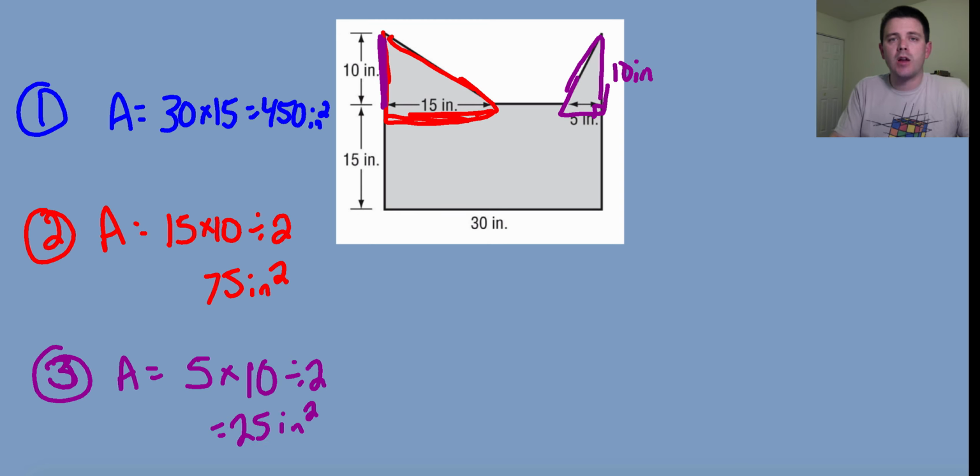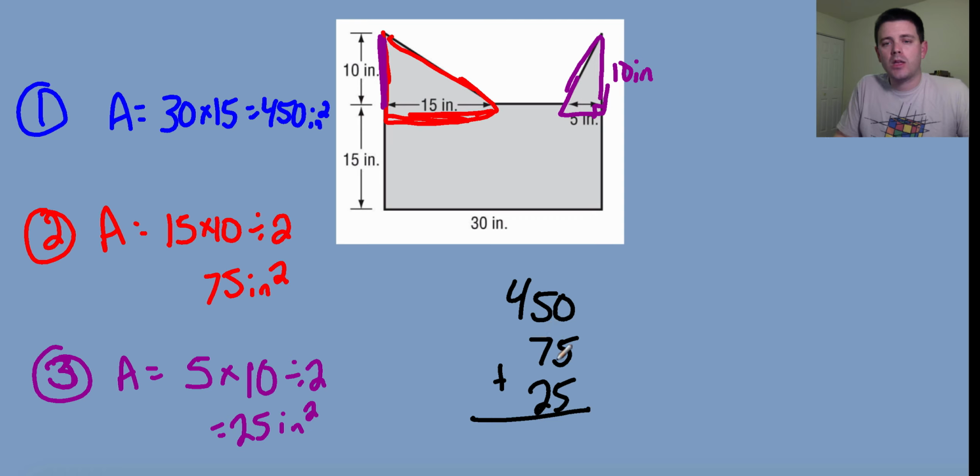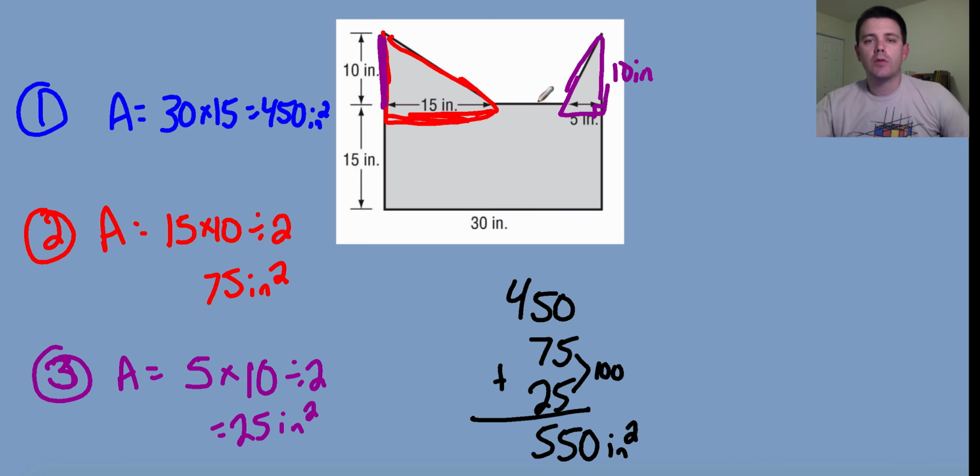So all I did is find the area of each one of them. Last step, don't do all this hard work and forget the last part. Add it all together. 450 plus 75 plus 25. Well, 75 and 25 is 100. Plus 450 is 550. We're dealing in inches, so inches squared. So hopefully you feel a little bit more comfortable on how to find the area of a composite figure by breaking it up into smaller pieces.